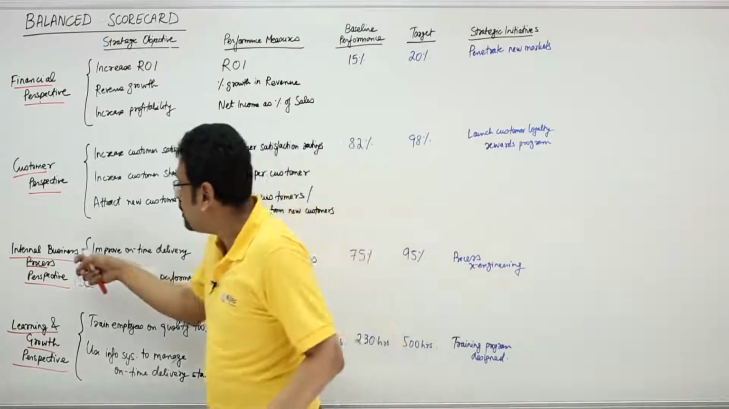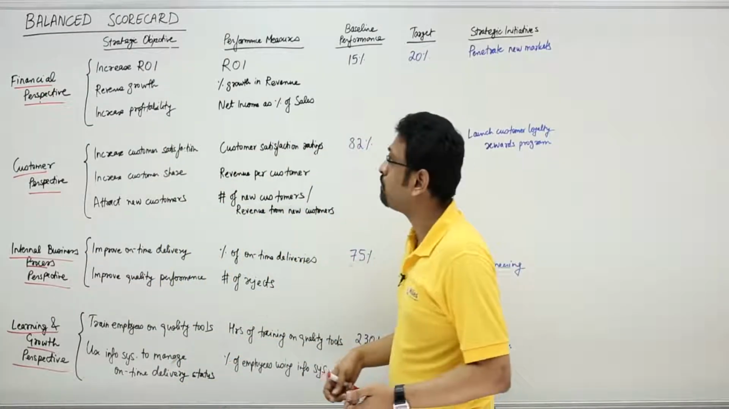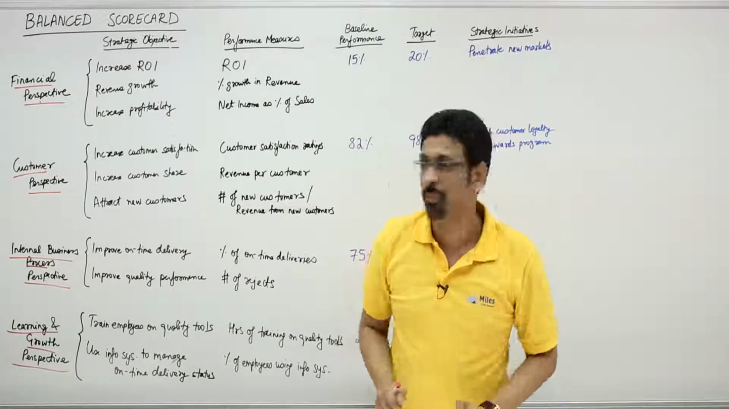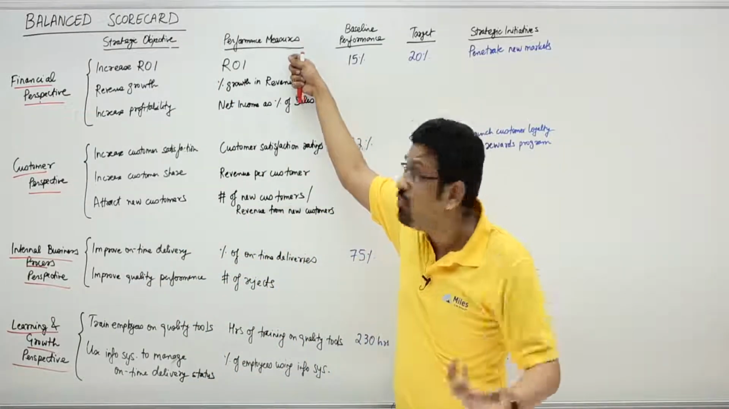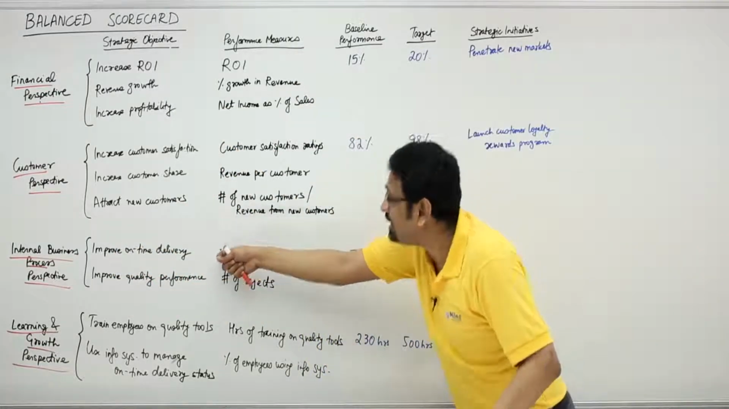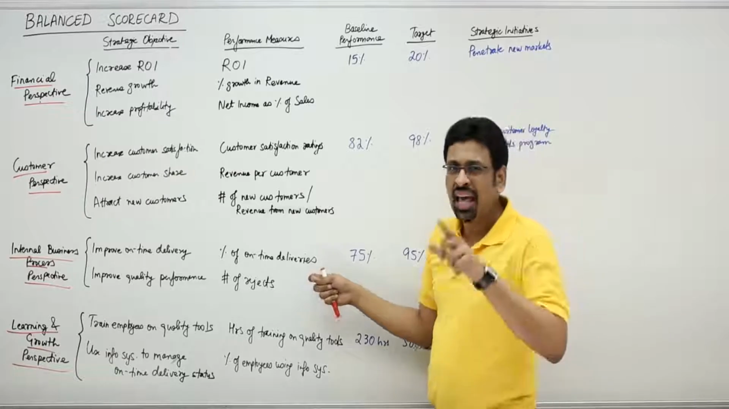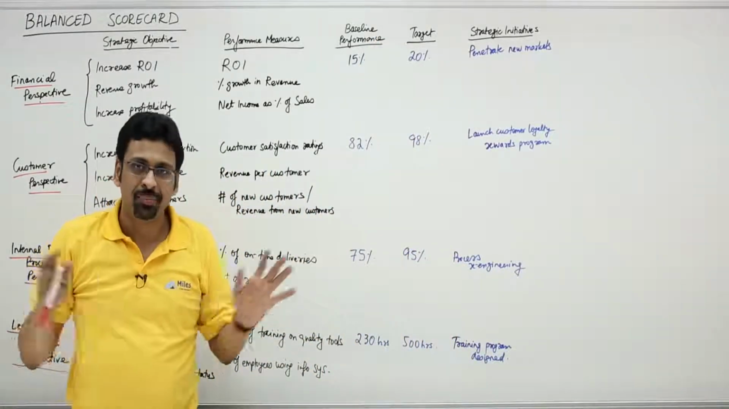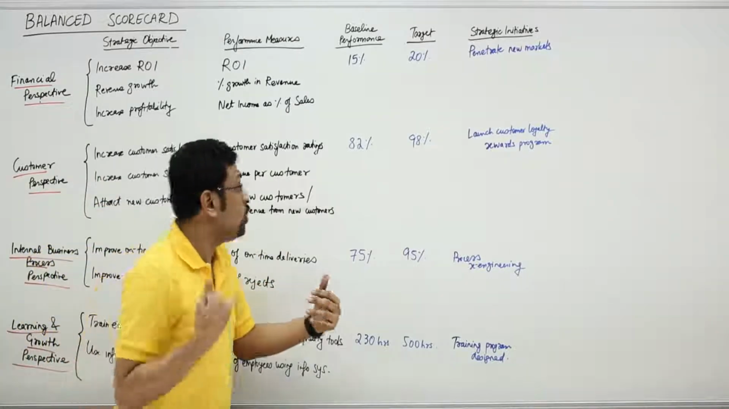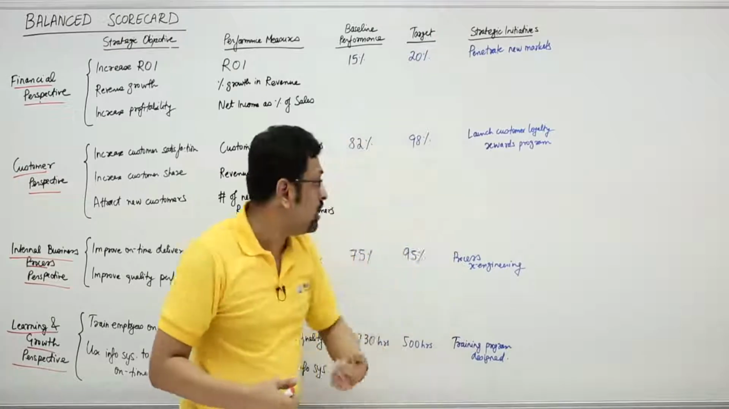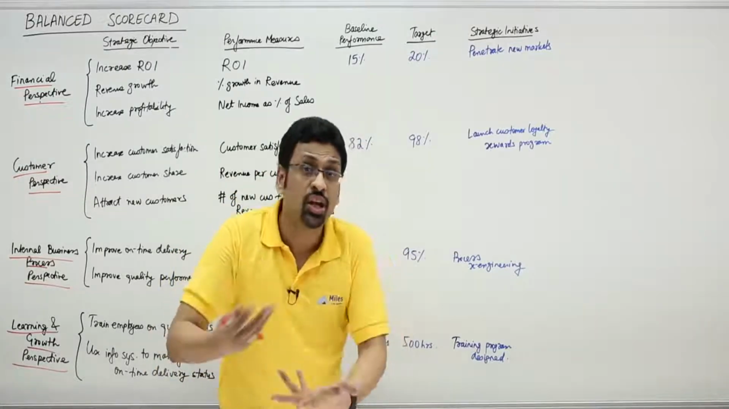Then we have the internal business process perspective. Let's say your strategic objective is to improve on-time delivery. How do you measure whether you've actually improved the deliveries? You're going to look at the percentage of on-time deliveries. Let's say your baseline performance is 75%, pretty bad. You want to get it to 95%. And an initiative that you've taken here is process re-engineering.